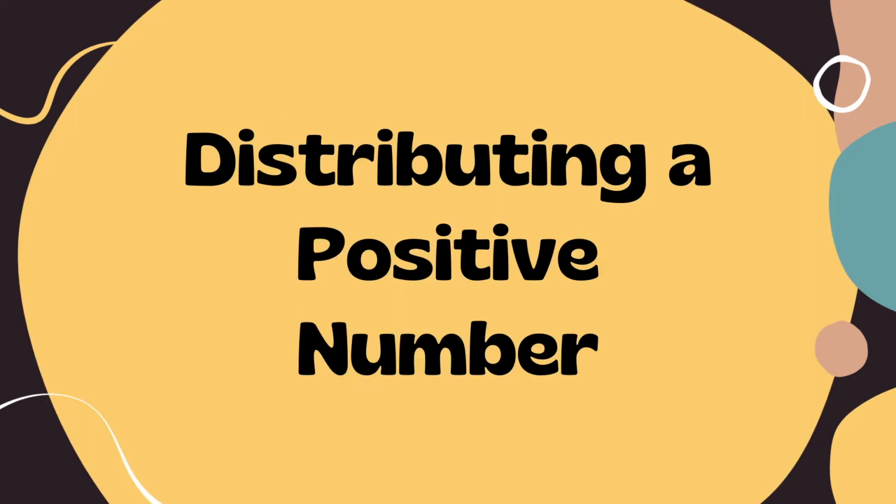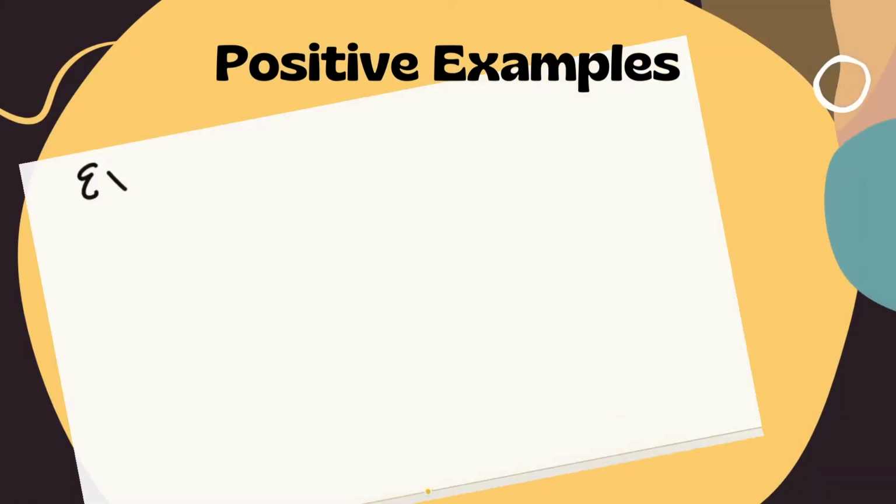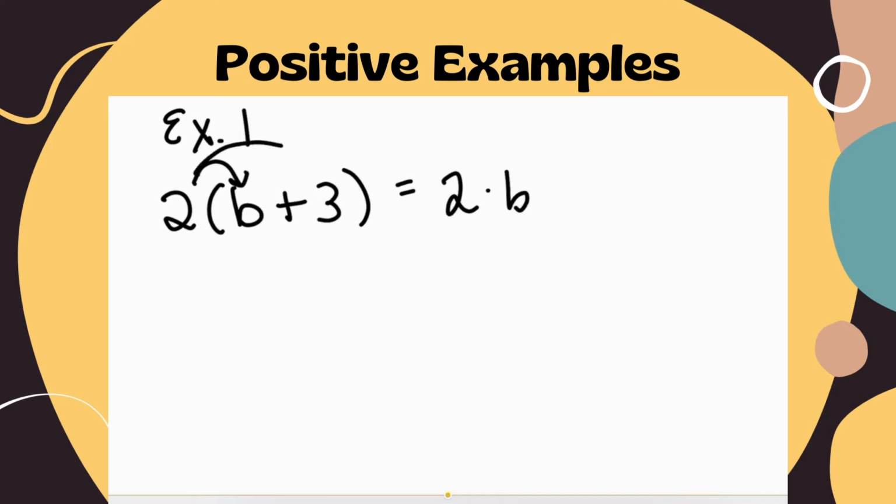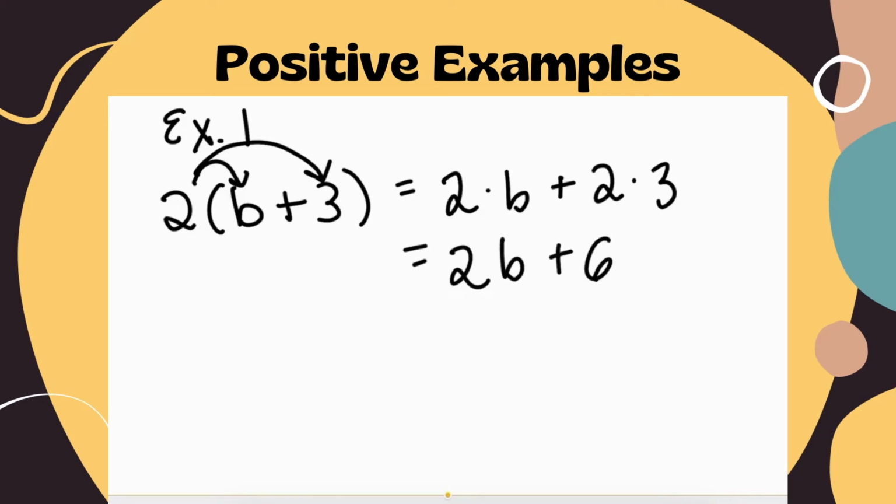Now let's take a look at examples with distributing a positive number. In our first example, we have the expression 2 times the quantity b plus 3. We need to distribute the 2 into all the terms inside the parentheses. So 2 times b plus 2 times 3. The next step after we distribute the 2 is to simplify our expression. So 2 times b is 2b, and 2 times 3 is 6. So our answer is 2b plus 6.